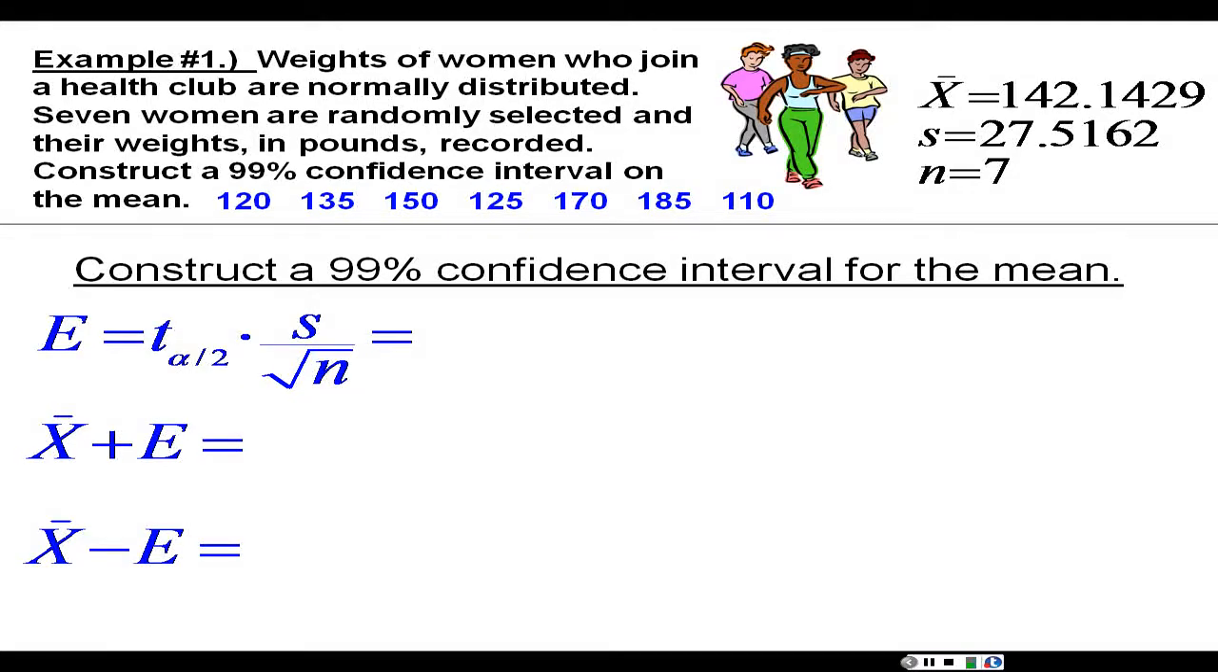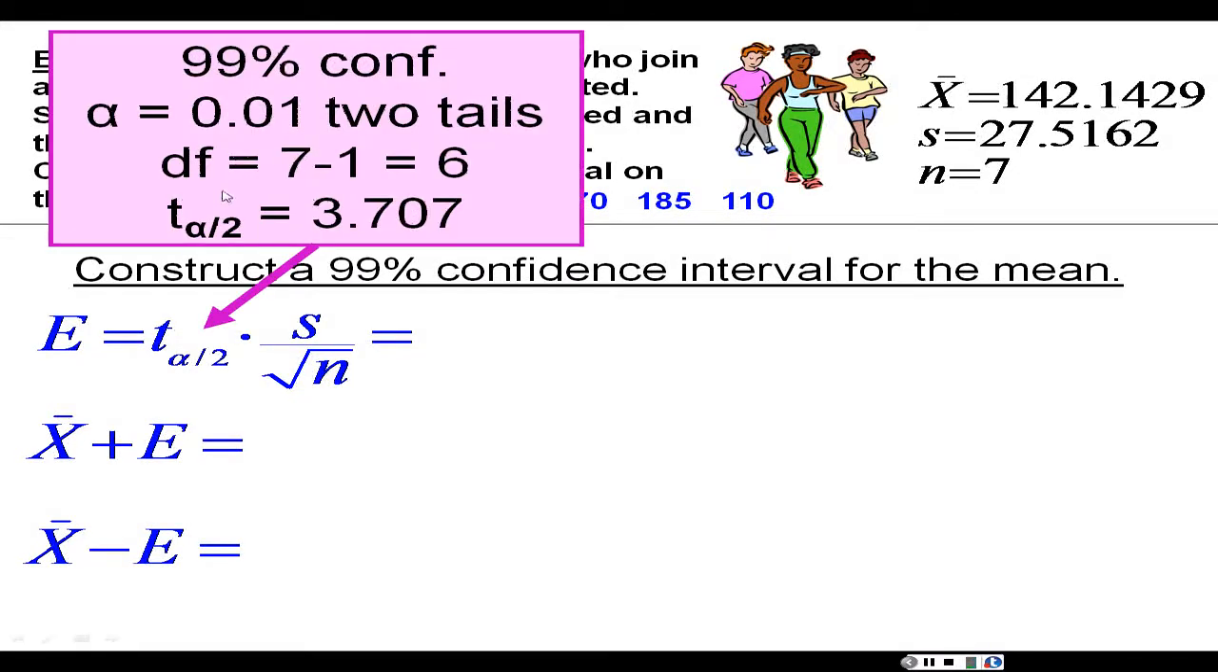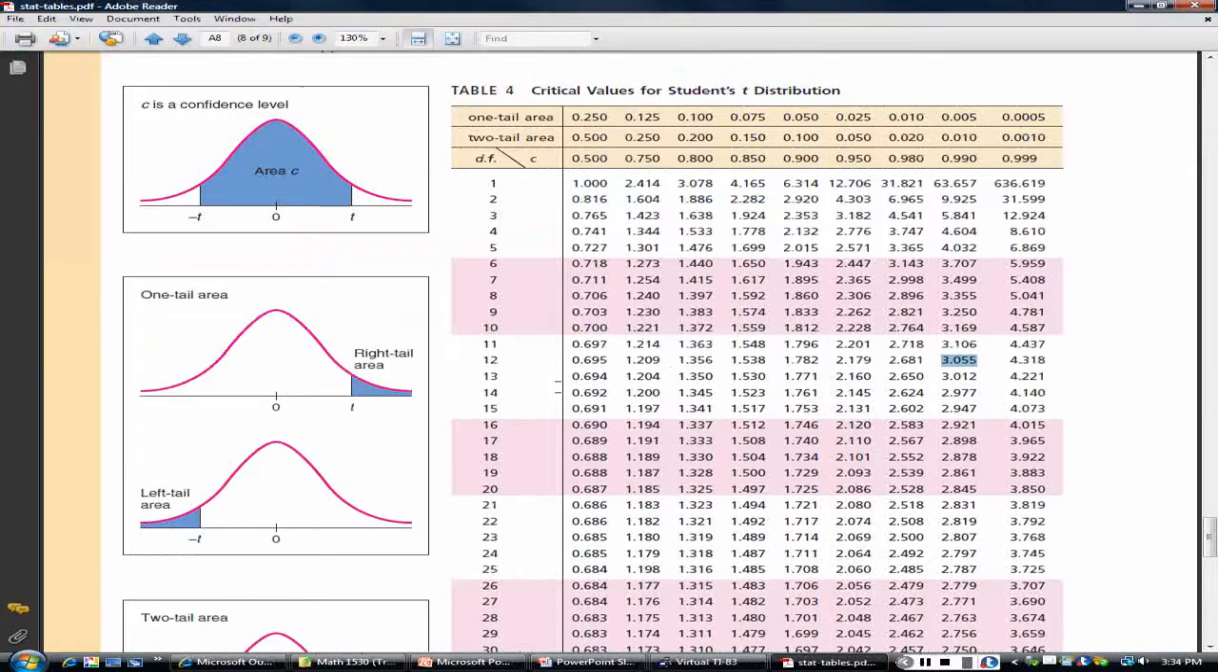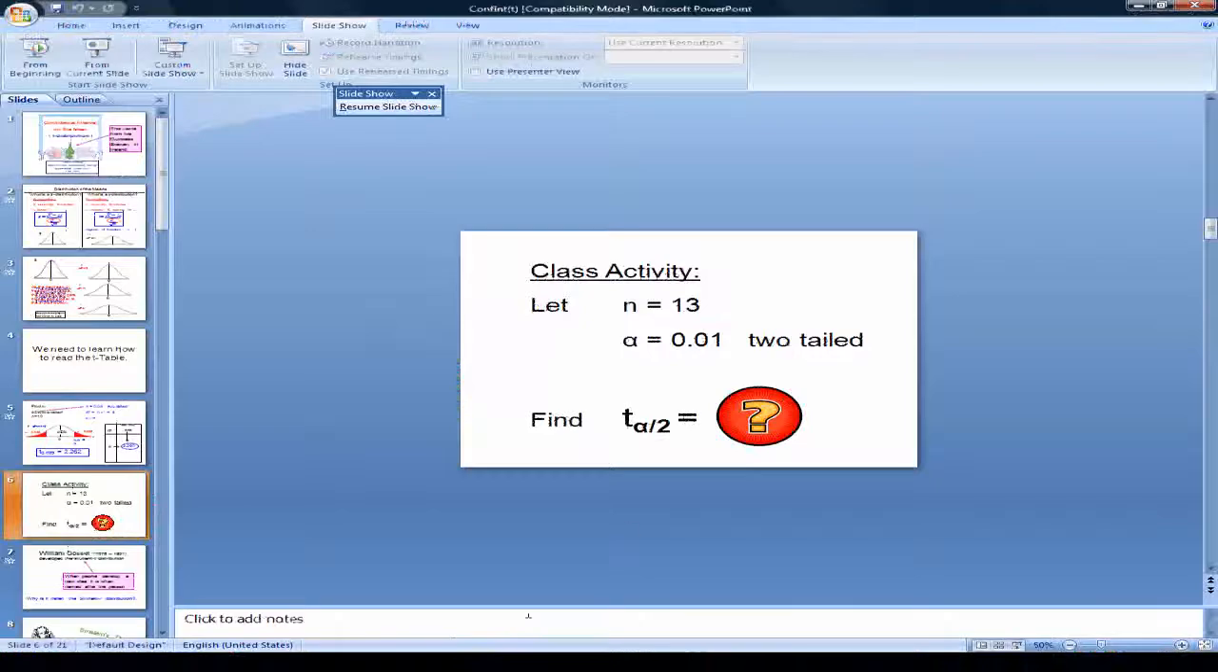Let's look at that. Okay, so we look at this. Your degrees of freedom are 7 minus 1, which is 6. We go to our t values right here. So 6 is your degrees of freedom, 2 tails, 0.01. It's going to be here. So that's going to be what? So we have, oops, that's not it. Here we go.